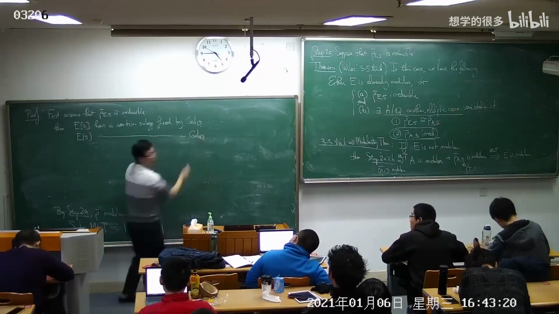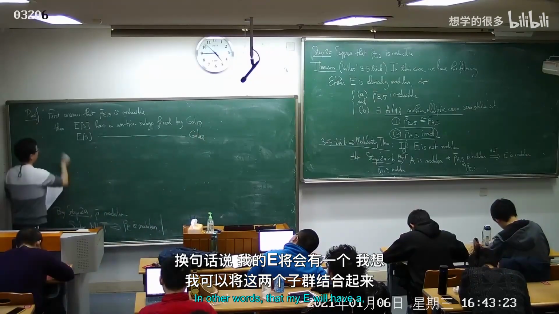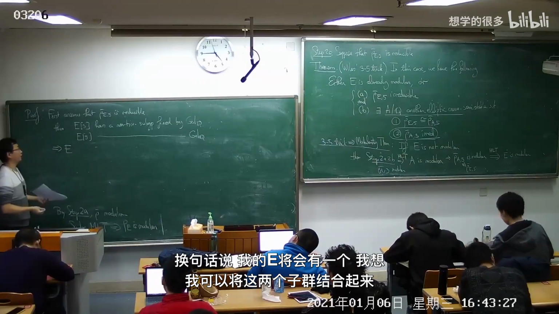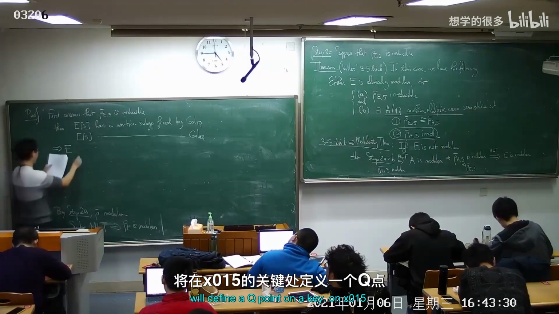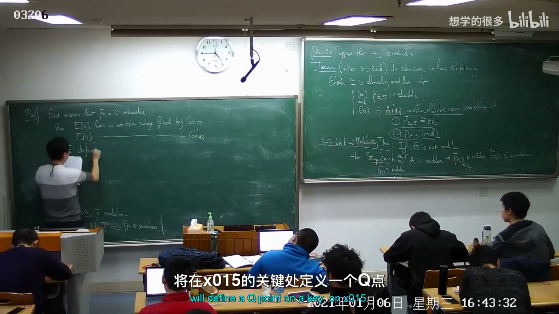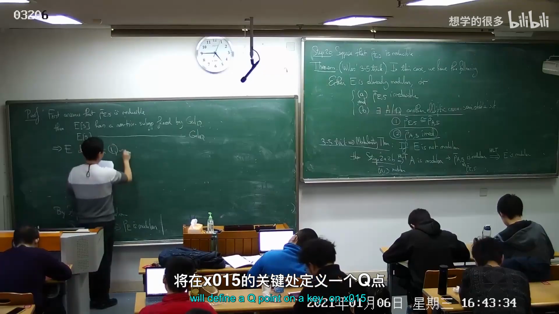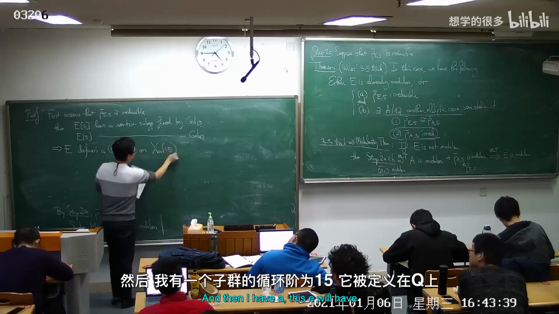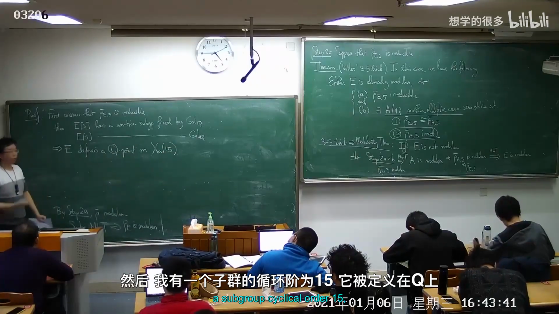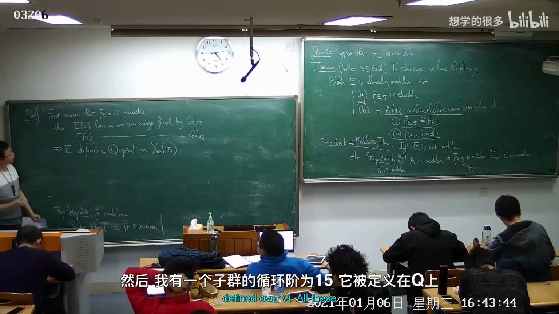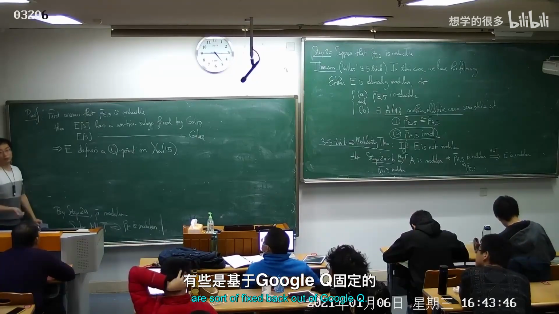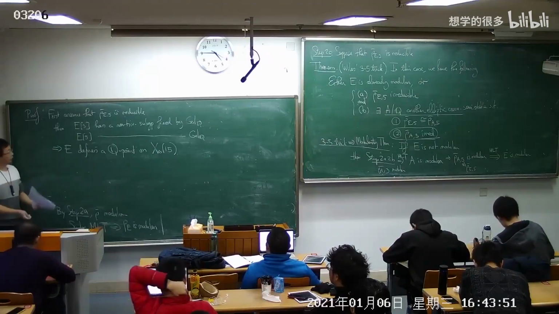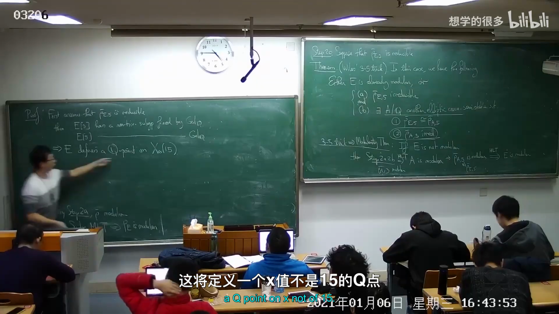In other words, I can combine the two subgroups, and then E will define a Q point on X_0(15). Namely, E will have a cyclic subgroup of order 15 defined over Q. All these are fixed by the Galois group of Q, so therefore the subgroup of order 15 will be defined over Q. And this will define a Q point on X_0(15).